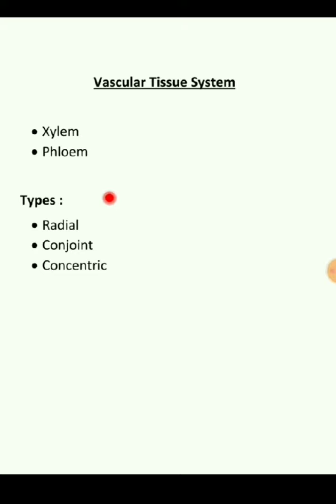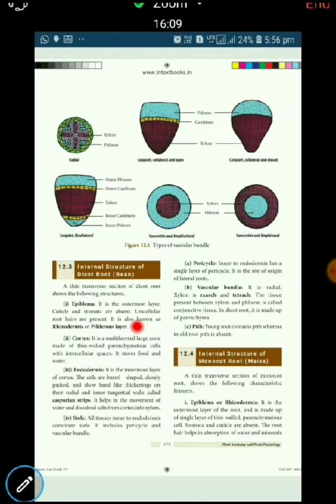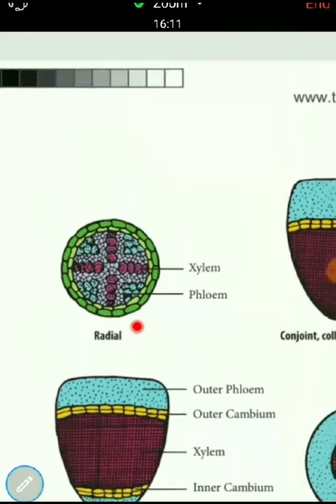Based on the arrangement of xylem and phloem, the vascular bundles are classified into three types: radial, conjoint and concentric. These xylem and phloem are found in the form of bundles, and so you call them vascular bundles. Based on their arrangement, you can classify them further into radial, conjoint and concentric. First we'll see about the radial vascular bundle.